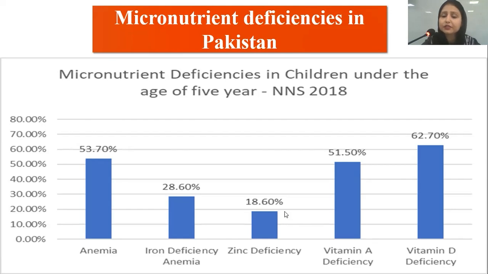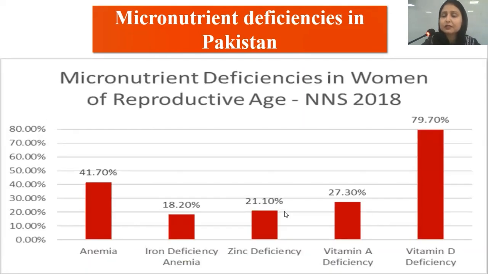And among women of reproductive age, according to the 2018 survey, 79% of women were vitamin D deficient. It means more women are at risk of bone diseases like osteoporosis and osteomalacia, and 27% had vitamin A deficiency.